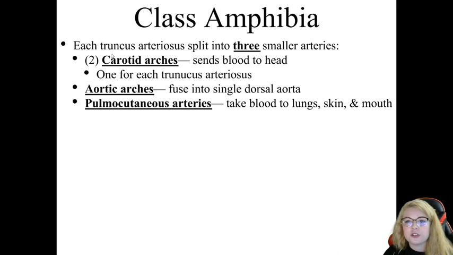All right, and so each truncus arteriosus splits into 3 smaller arteries, 2 of which are the carotid arches, which send blood to the head of the amphibian, and there's 1 for each truncus arteriosus, and then also the aortic arch, which fuses into a single dorsal aorta, and finally the pulmocutaneous arteries, which take blood to the lungs, skin, and mouth. Right? So these 3 smaller arteries branch off of the truncus arteriosus.